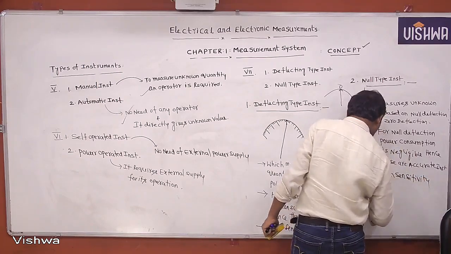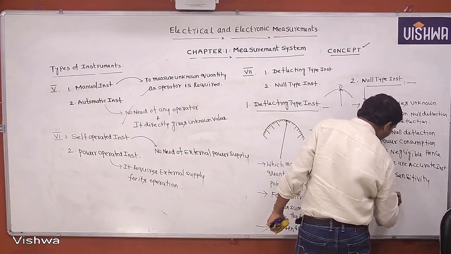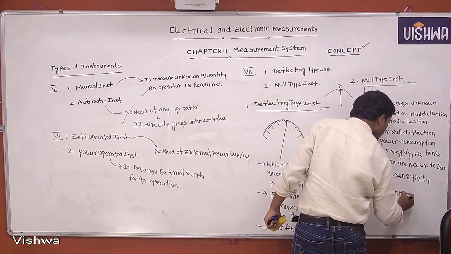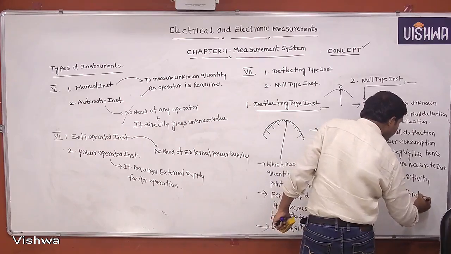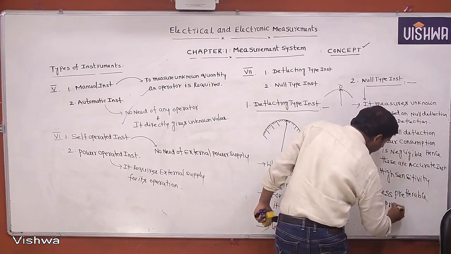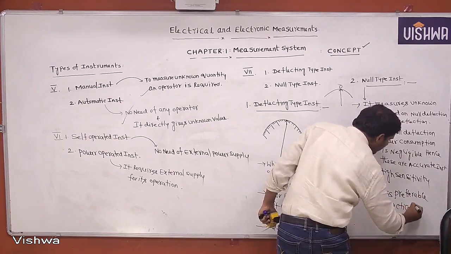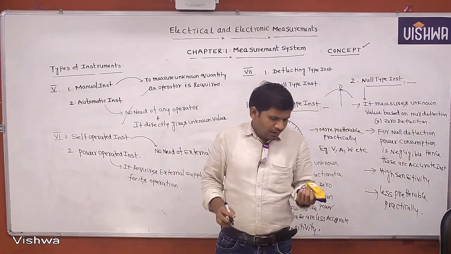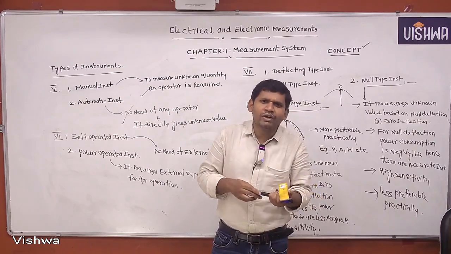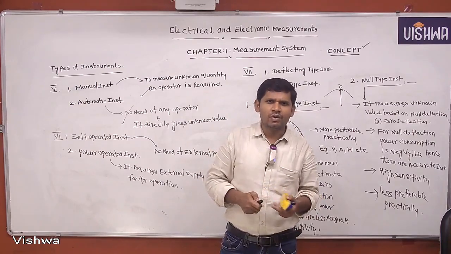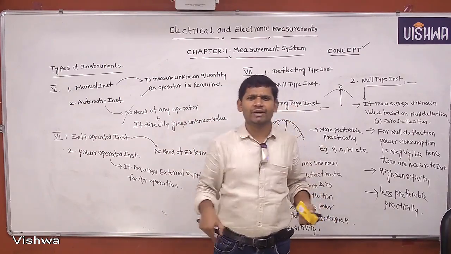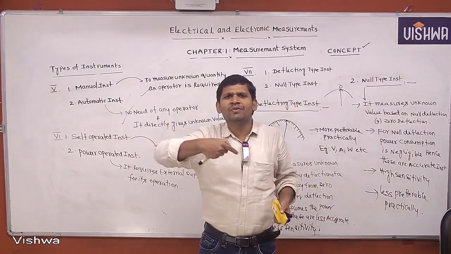Then these instruments are less preferable practically. We can use them practically, but they are less preferable. Why less preferable practically? Because of time consumption. For example, take the measurement of resistance using a Wheatstone bridge and an ohm meter. We are measuring the resistance by using an ohm meter, and we are measuring the resistance by using a Wheatstone bridge. The ohm meter is one of the deflecting type instruments.